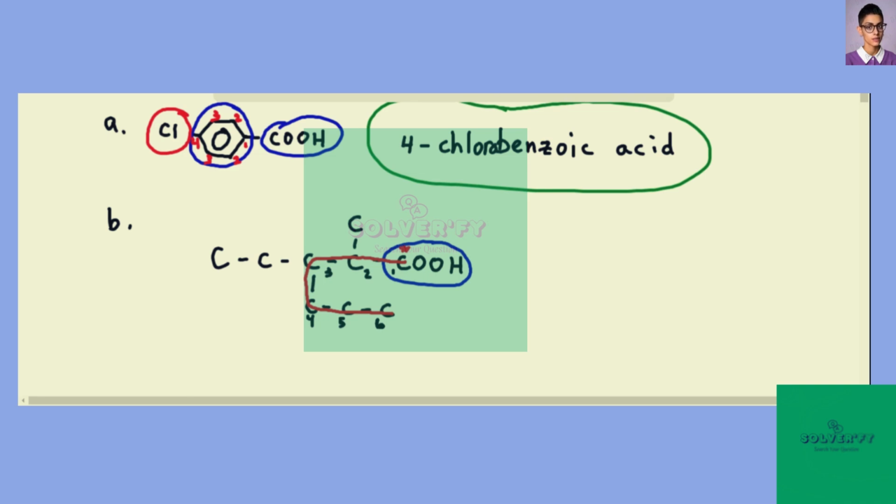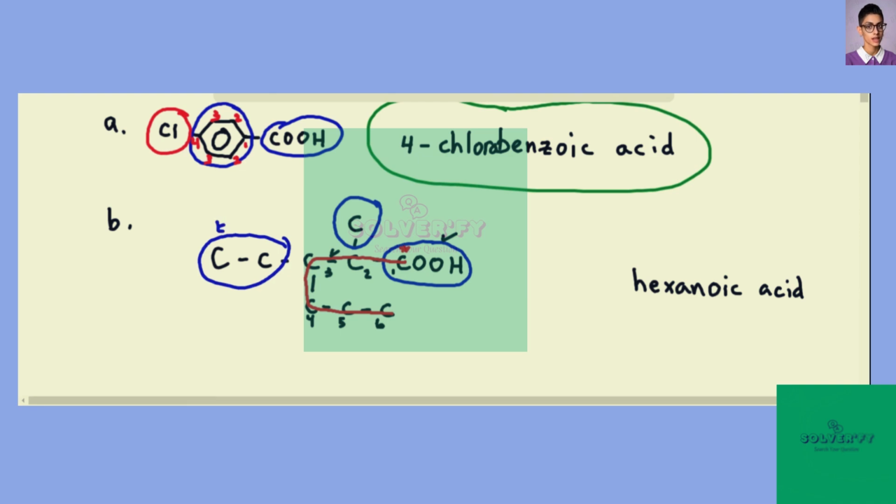If it were just a hydrocarbon, it would be hexane. So we're going to take hexane, take the E off the end, and add our oic acid. By writing hexanoic acid, I have taken care of the functional group and the 6-carbon chain. But we still have a couple of branches here. We have a 1-carbon branch coming off of the 2nd carbon and a 2-carbon branch coming off the 3rd carbon.